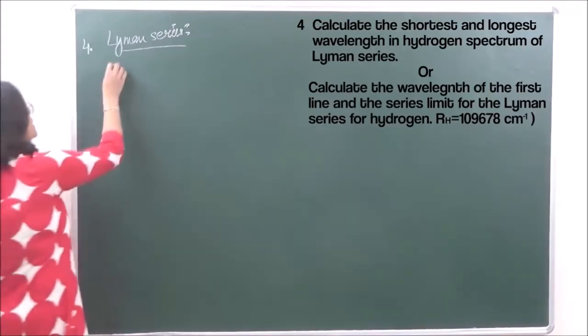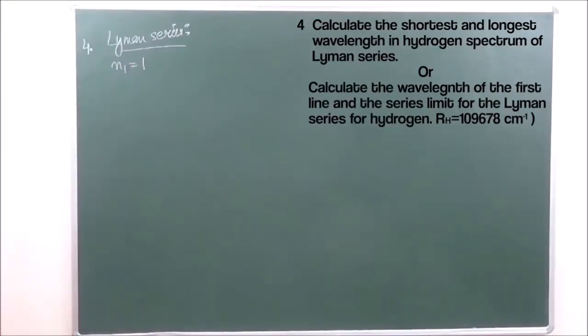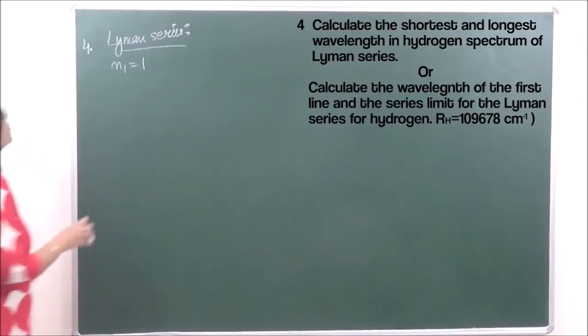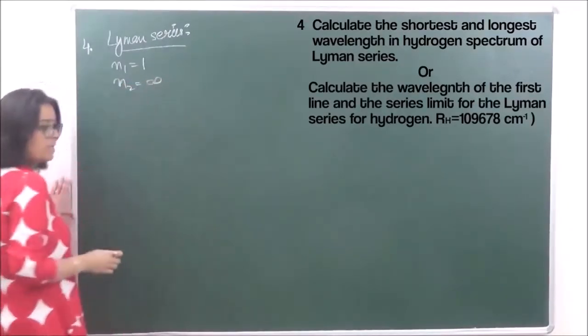Okay? For Lyman series, n1 is going to be equal to 1. Right? Now when n1 is equal to 1, the shortest wavelength we have to calculate. For shortest wavelength, what will happen? The energy is going to be maximum. So it is going from 1 to infinity. Right? So that is the shortest wavelength we are going to get. For shortest wavelength, n2 is going to be equal to infinity.